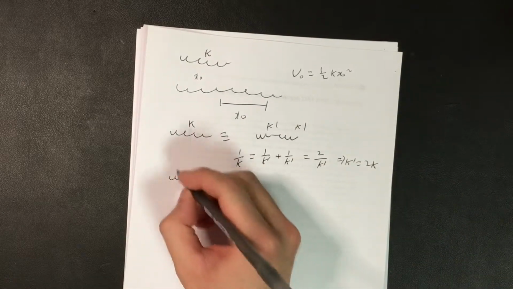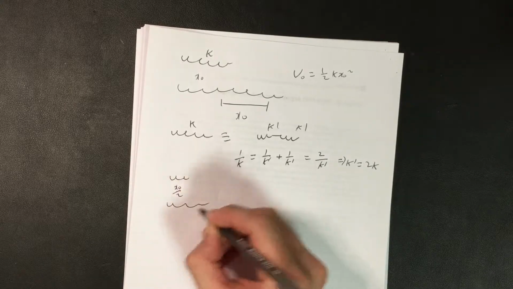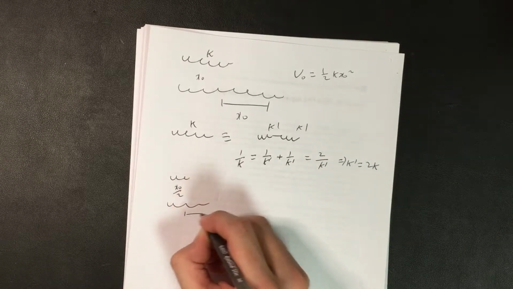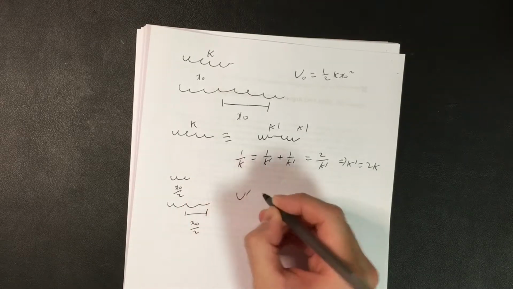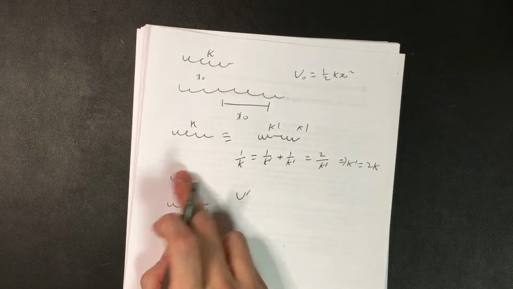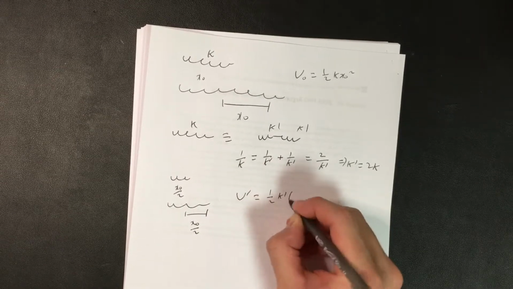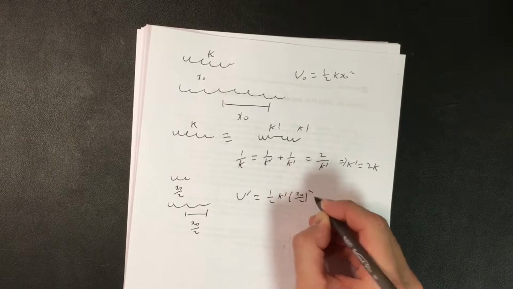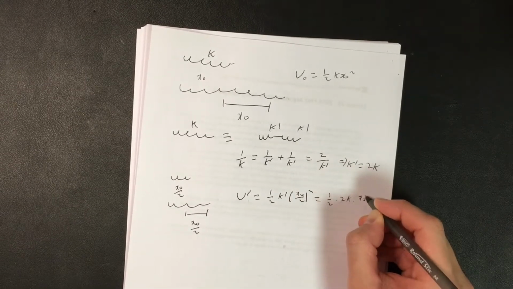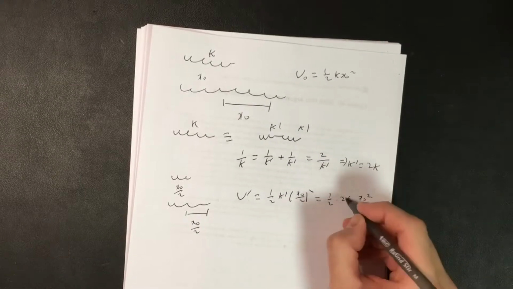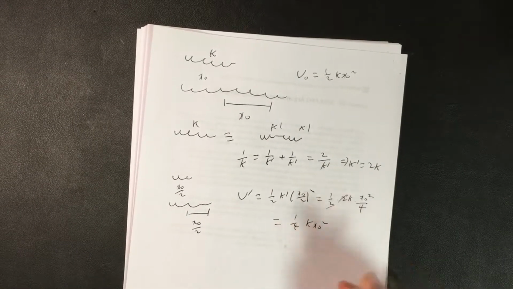If these half springs with length x naught over 2 are extended to the length of x naught, then the length of extension equals x naught over 2. And U prime, which is the potential energy of this individual spring, would equal 1/2 K prime times x naught over 2 squared, which equals 1/2 times 2K times x naught squared over 4, which equals 1 over 4 K x naught squared.